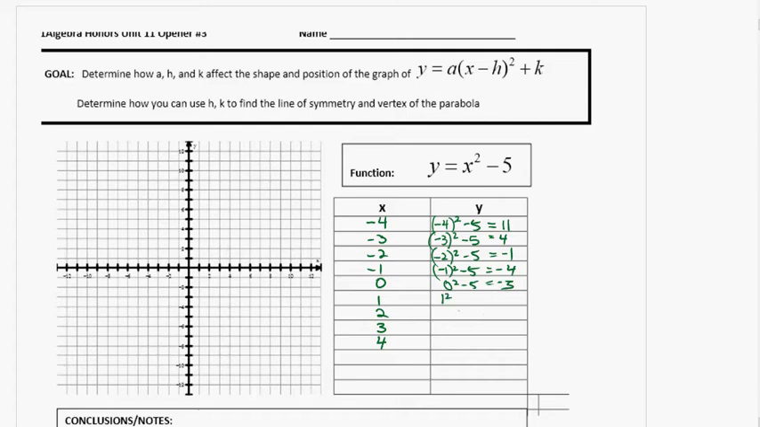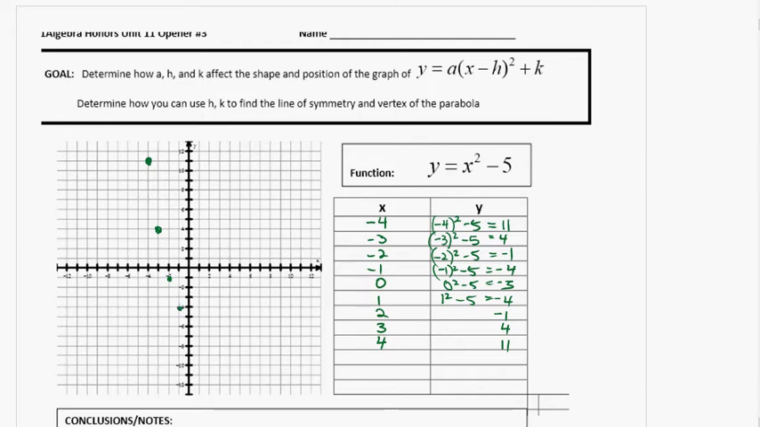And then 1 squared is the same as negative 1 squared. So that should give me negative 4. Negative 1, 4, and 11. Okay, so now I can graph this. At negative 4, I go up to 11. Negative 3, I go up to 4. Then at negative 2, I go to negative 1. Negative 4.